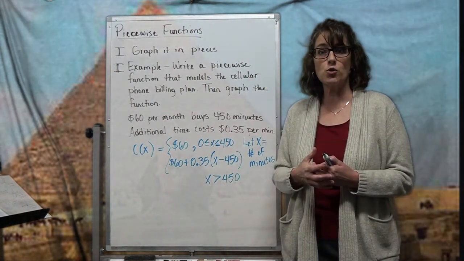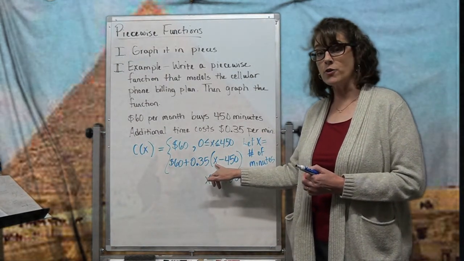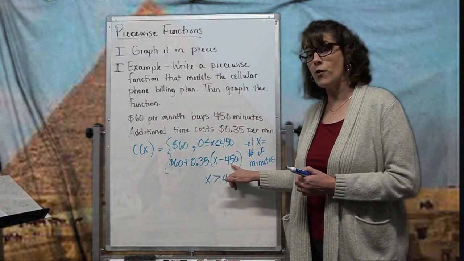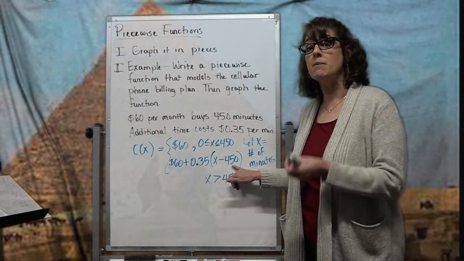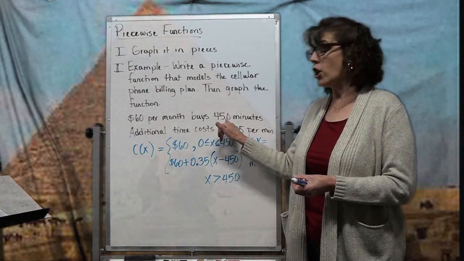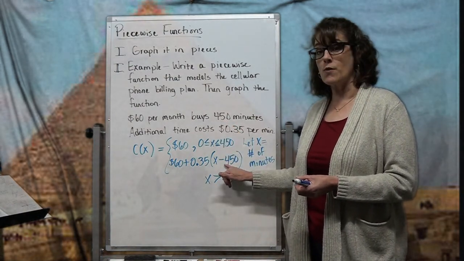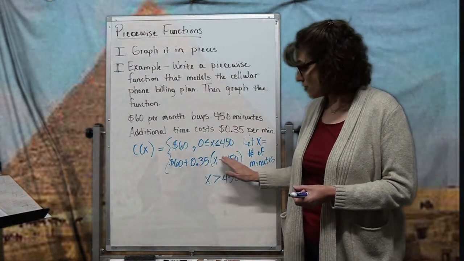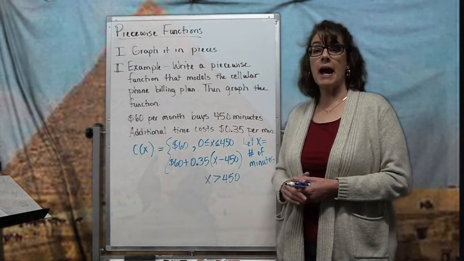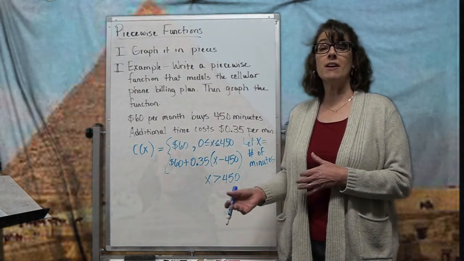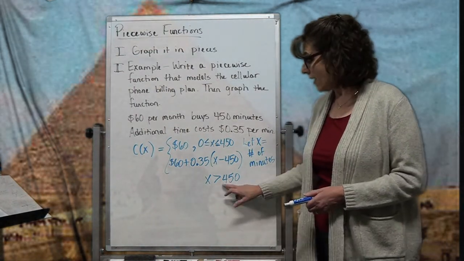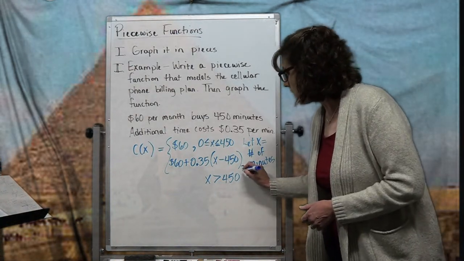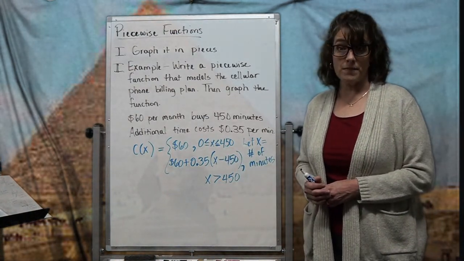Again, let's think this through. Let's say the x is 500. Then I'm going to take my 500 and subtract 450. That tells me 50 minutes over my allotted 450. Those 50 minutes are what are going to get multiplied by my 35 cents. That charge is what's going to be added to the $60. And that will give me whatever my cost is going to be in this type of situation where the x is greater than 450.